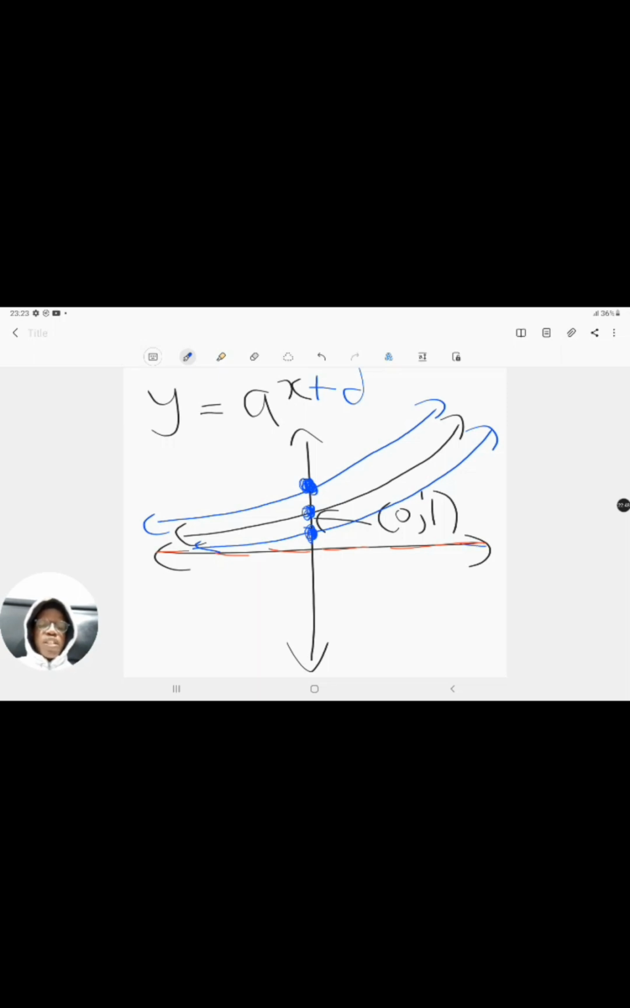The asymptote doesn't change. So the asymptote stays the same for this variation. For this variation alone, your asymptote is still at y is equal to 0. Your asymptote is still on your x-axis. It does not change. But what changes is your y-intercept.